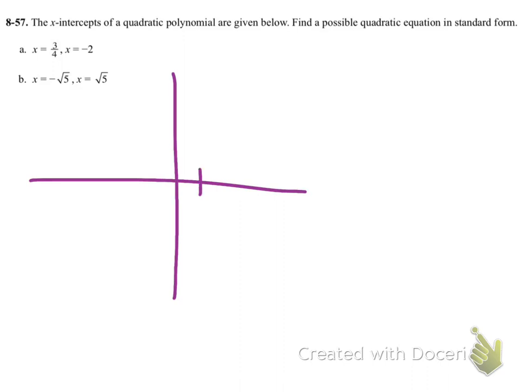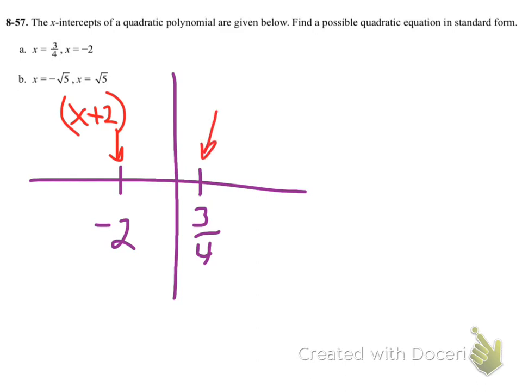All right, problem 57, we're taking a look at a quadratic in standard form when we are given certain x-intercepts. So the first thing we need to think about is if I have an x-intercept at 3/4 and another one at -2, what are my factors that gave me those as my x-intercepts? So if I have one at -2, the factor would have been x plus 2.